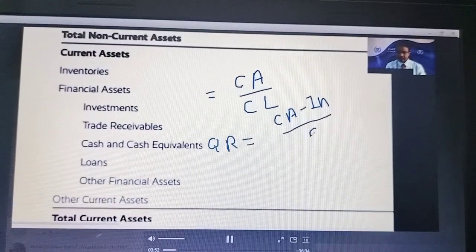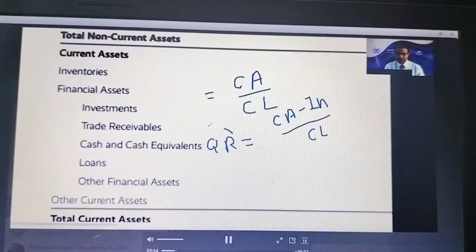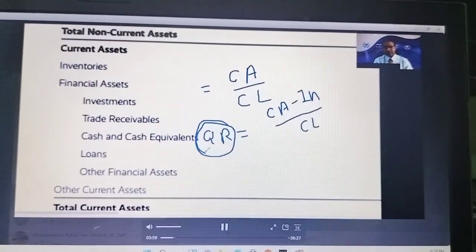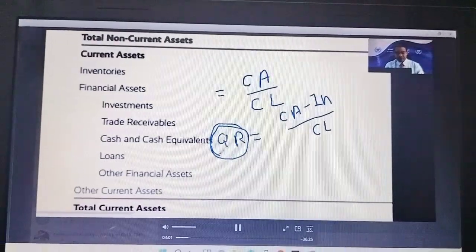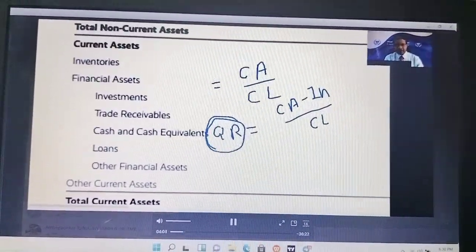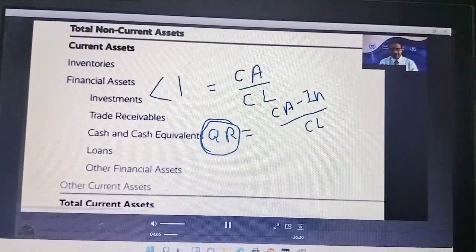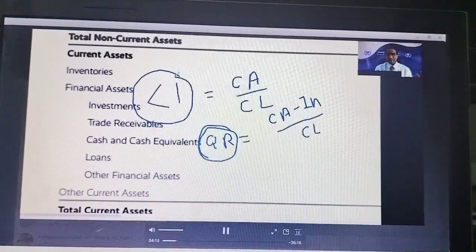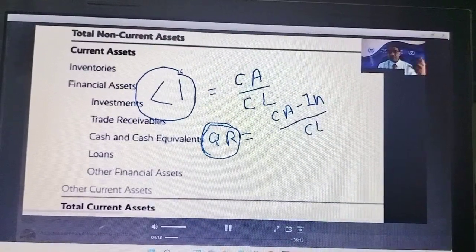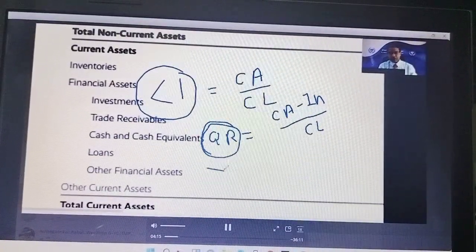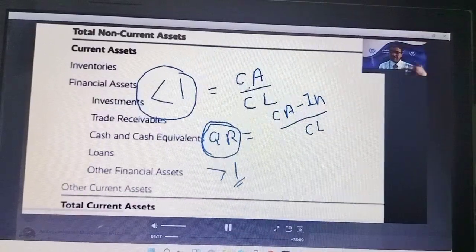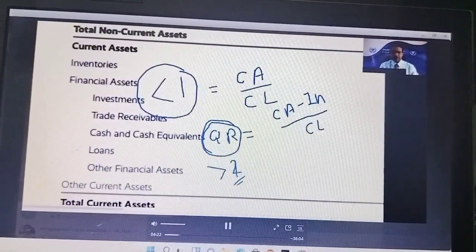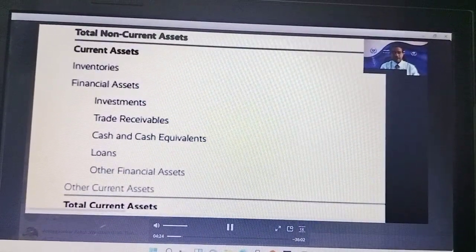The quick ratio is the measure of cash liquidity in the company to run the business. If the quick ratio is less than 1, it is trouble, which means the company does not have current assets to meet its current liabilities. So the quick ratio should always be more than 1, and obviously the current ratio should be more than 1 as well. If it is 2, it is good. 1.5 is also good. But less than 1 is not.